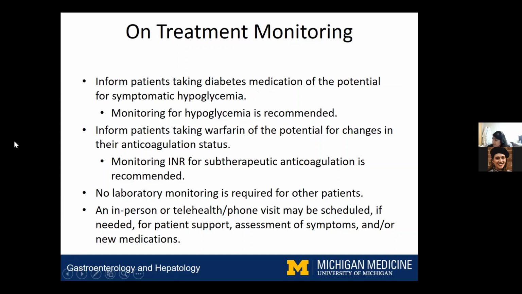I wanted to just end on a couple of notes about treatment and monitoring patients. It's really important when you are treating patients for Hep C, and this is really taken from the AASLD-IDSA guidelines, to monitor patients with diabetes, to watch their finger sticks to make sure no hypoglycemia occurs with treatment and taking medicines, with or without food. Inform patients taking warfarin of the potential for changes in their anticoagulation status, specifically if the INR becomes subtherapeutic. And in-person or phone visits can be scheduled if needed for patient support to assess their symptoms and see how they're doing, based on individual cases.